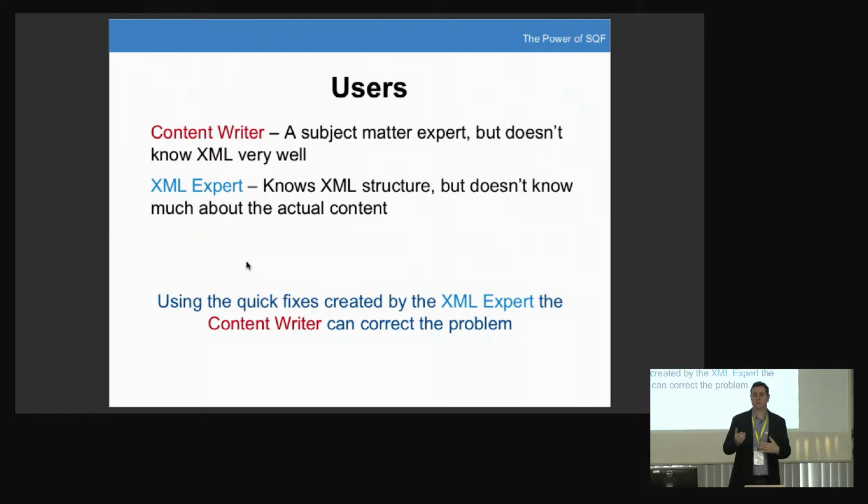So they need to communicate with each other, and they will lose time. And maybe the XML expert will not know how to fix the problem by himself, because he doesn't know the content, and maybe he breaks the content, right? So an idea would be for the XML expert to provide some actions for the content writer to correct these problems by himself, right? It's easier this way. If you could provide some actions, it will be easier for the content writer.